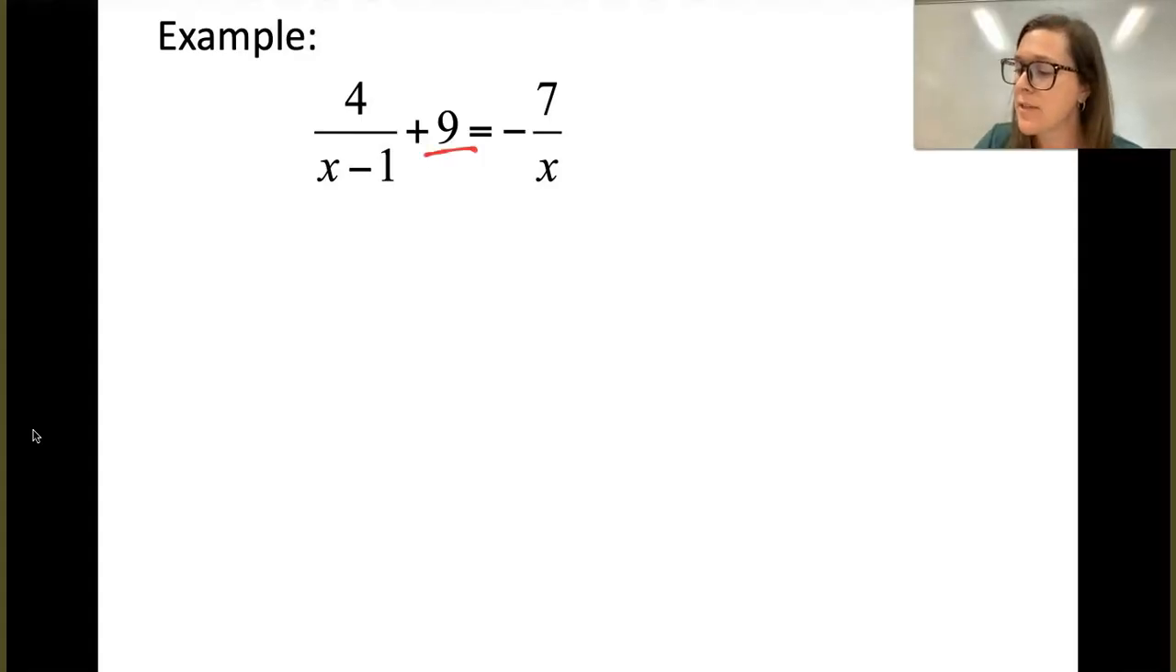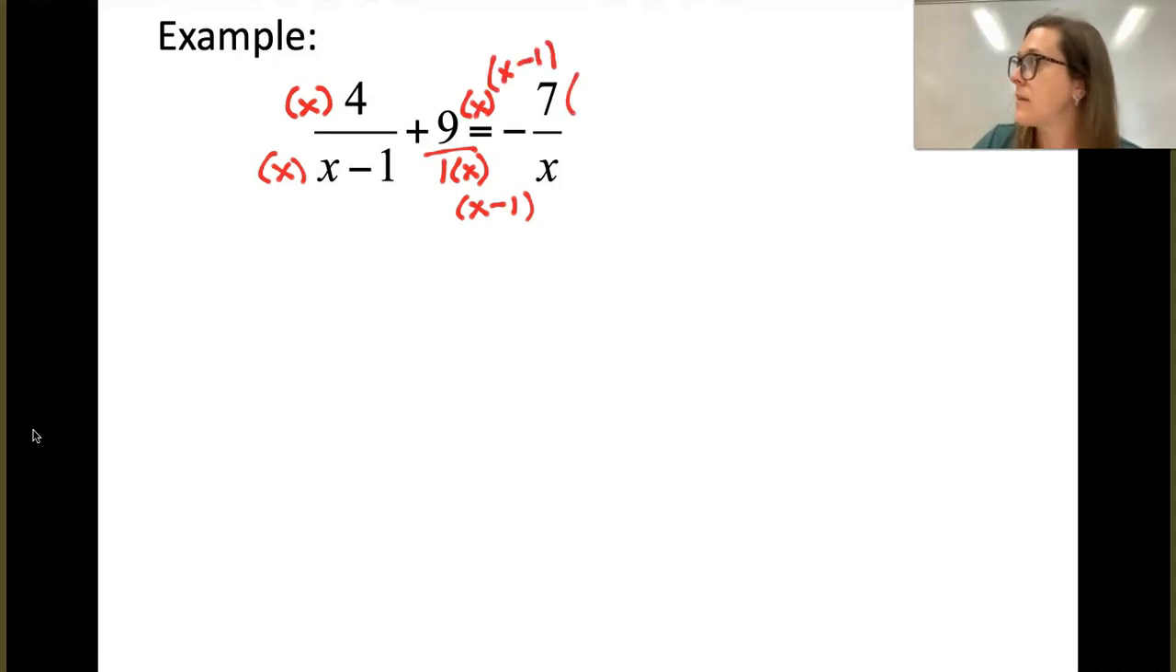So here in my denominators, I have an x minus 1, a 1, and an x. So I need an x everywhere. I need it in the first, I need it in the middle. I already have it in the last. I need an x minus 1 everywhere, so I need that in the middle and on the last. And then I think I'm good.